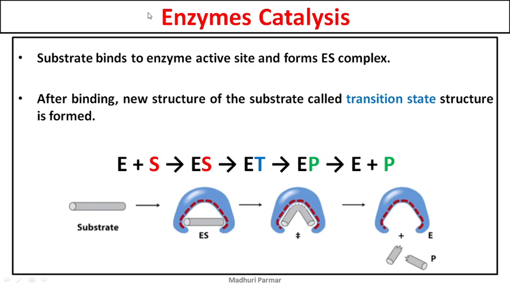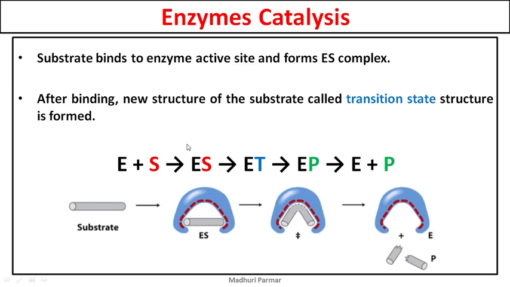Fine. Now let us see how the enzymes actually function. Like, how are they doing this? So the substrate binds to the active site and forms the enzyme substrate complex. It is written as ES. Fine. So E plus S gives you ES. This is the active site. This here is your substrate, the rod shaped substrate, and this blue colored one is your enzyme. This is your ES complex.